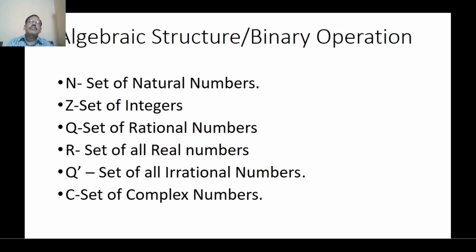The set of all complex numbers: the numbers of the form a plus ib, where a and b are real numbers, are called complex numbers, and it is denoted by the letter C.